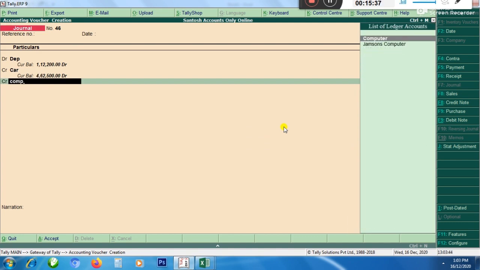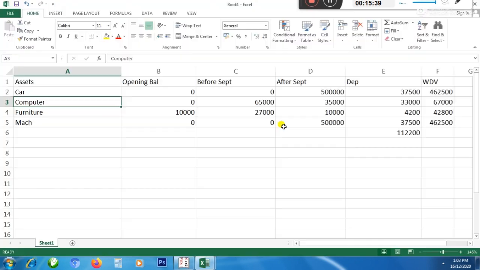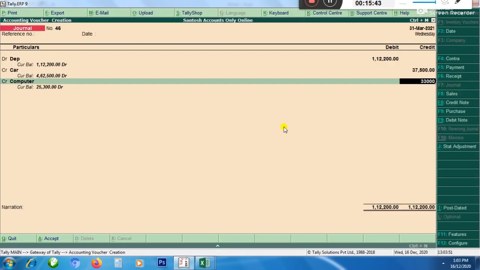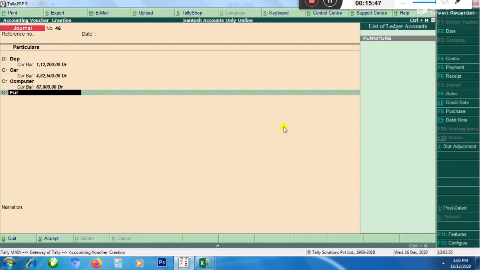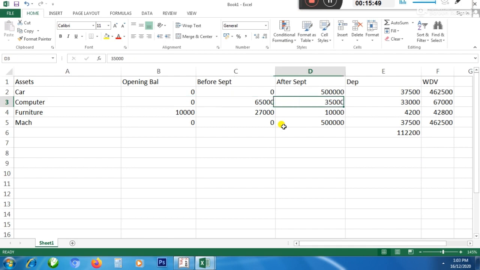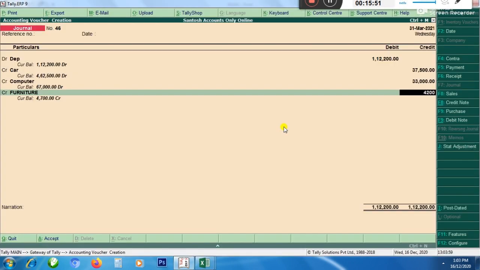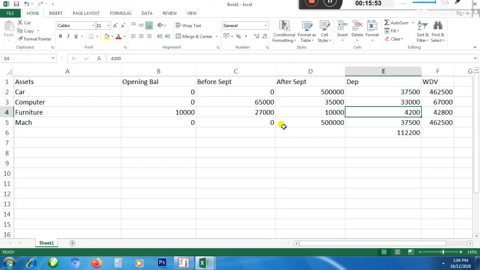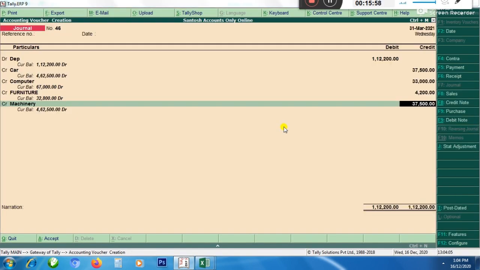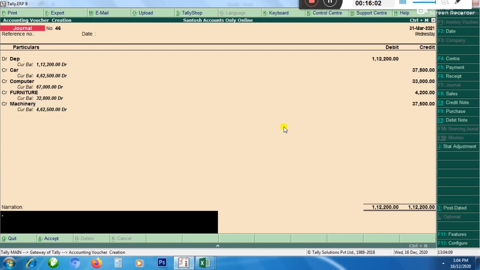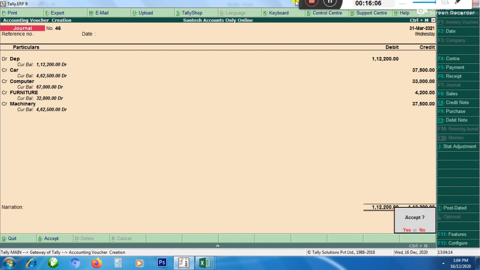Credit computer, on which there is 33,000 depreciation. Then furniture, we have 4,200 depreciation, and then machinery, we have 37,500. That's it. So this is the depreciation entry you have to pass as on 31st of March.